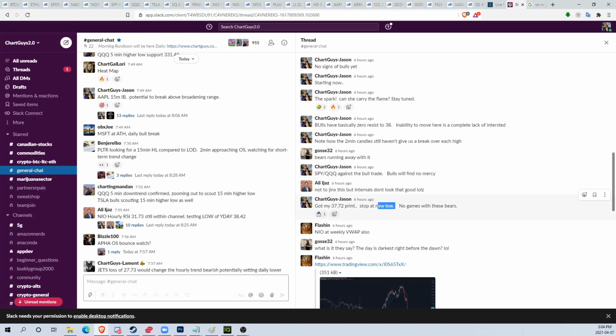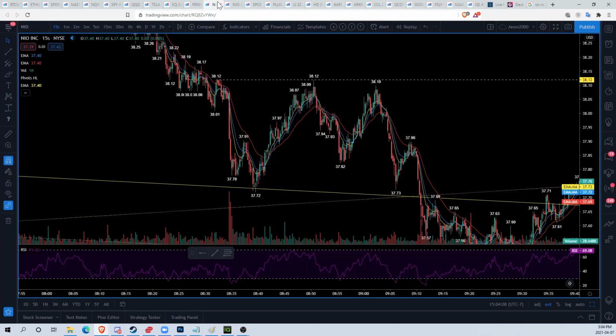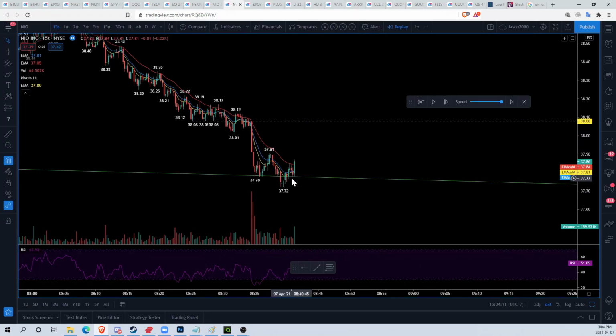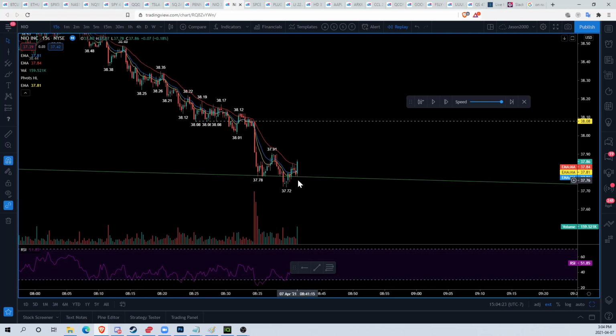Got my print. Stop at a new low of day. I'm not going to let these bulls do anything to take away my opportunity at this little bounce. And so far, it's not much of a bounce, is it? But we have those oversold conditions. We've seen volume climax. We have seen a nice area of support test for our hourly channel. And now what we're looking for is the evidence that these bulls are going to show up.